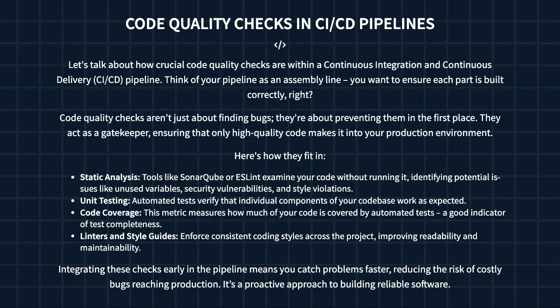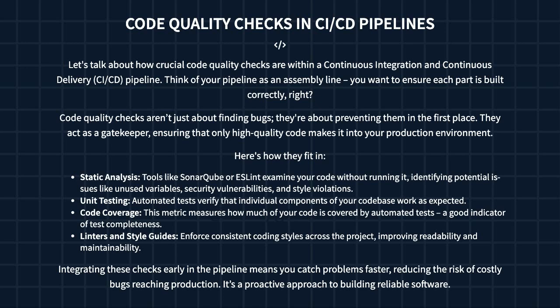Okay, so let's dive into how code quality plays a vital role in our CI/CD pipelines. Imagine your pipeline like an assembly line. You want everything built right, don't you? Code quality checks are essentially the gatekeeper. They aren't just about finding bugs after the fact, they are about preventing those problems from ever making it through. We use things like static analysis tools to scan code for potential issues without actually running it. Think of them as looking for red flags.